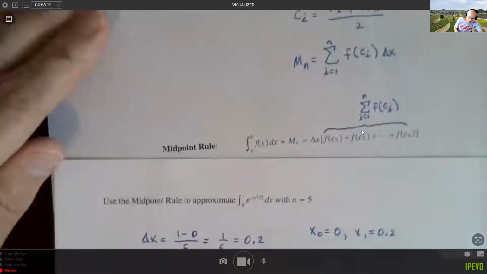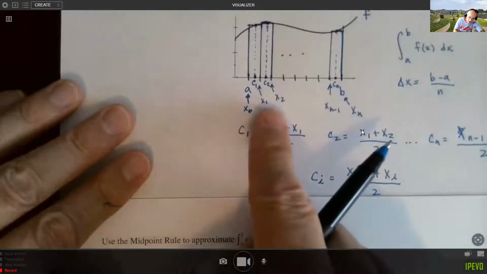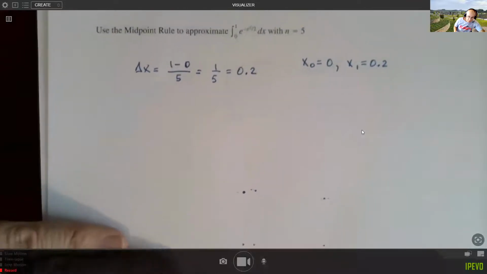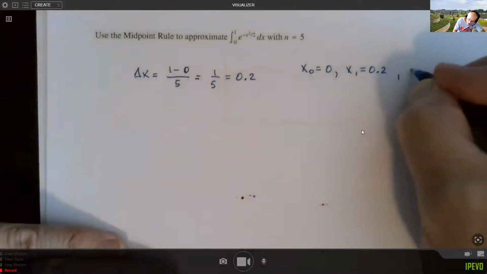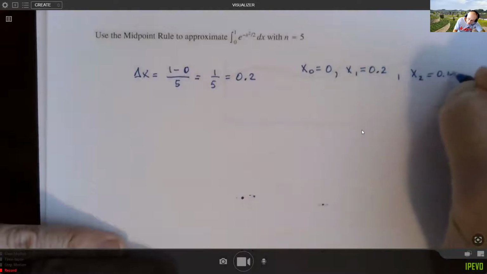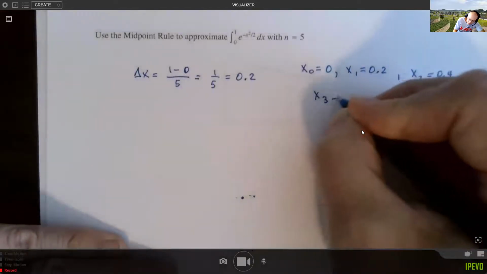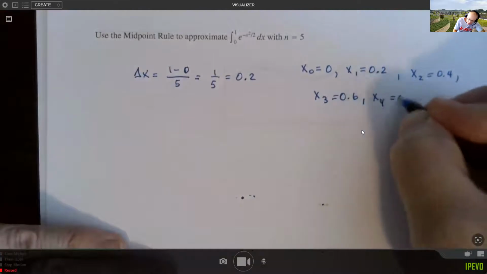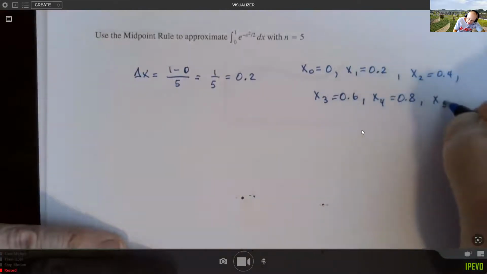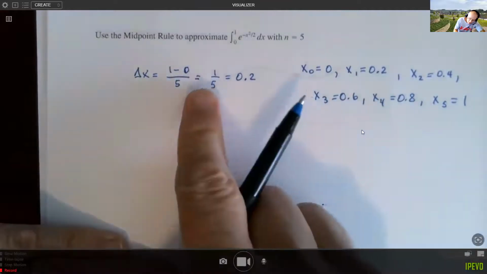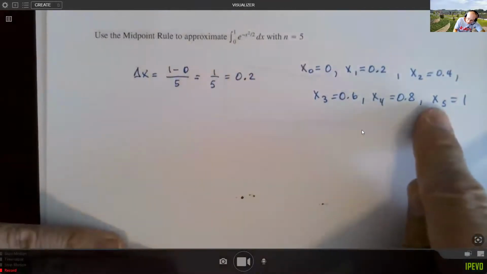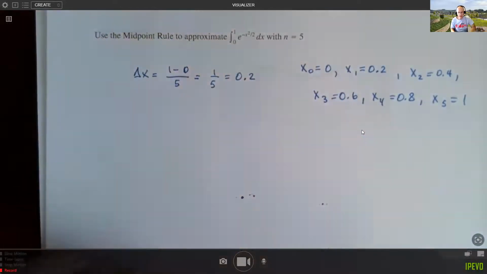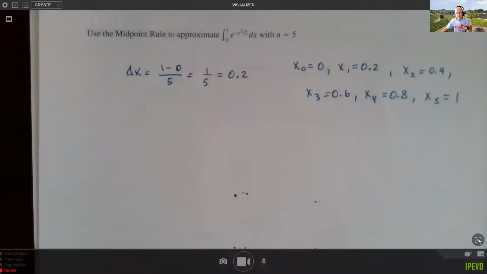So I'm going to first get x sub 0, x sub 1, x sub 2, and so on, and then I'll get the midpoints. So x sub 1 is 0.2, x sub 2 is 0.4, x sub 3 is 0.6. I'm just adding 0.2 every time. x sub 4 is 0.8, and x sub 5 is 1. And that's really important. With n equal to 5, when we get to x sub 5, we stop, and we should be at the upper limit. If you're not at the upper limit, then something is incorrect.